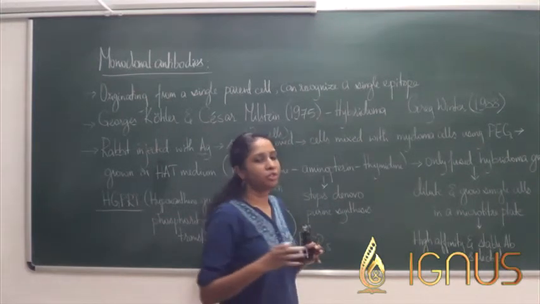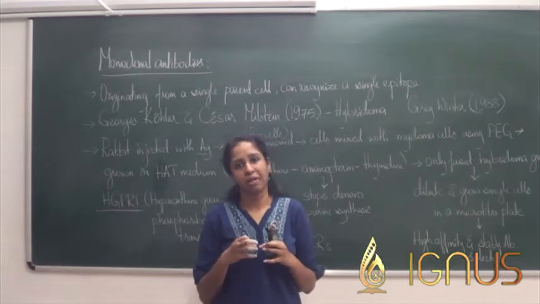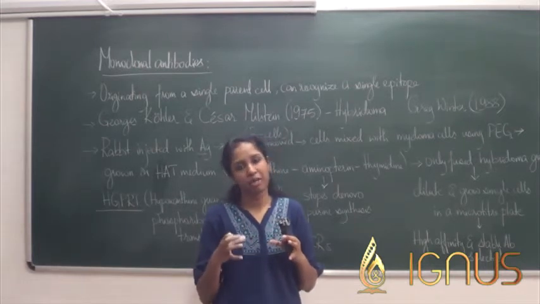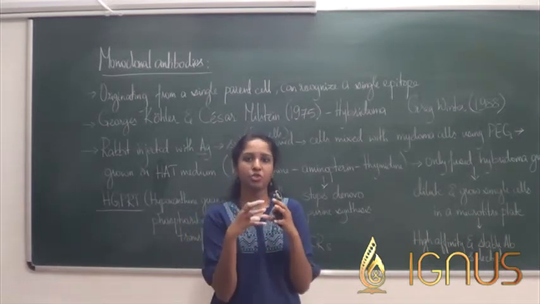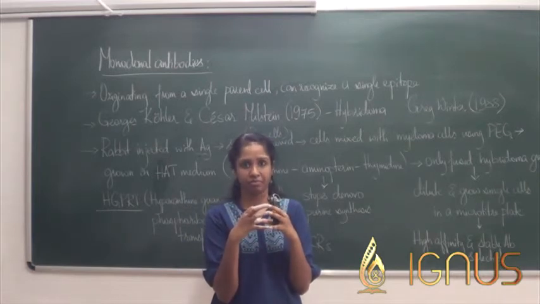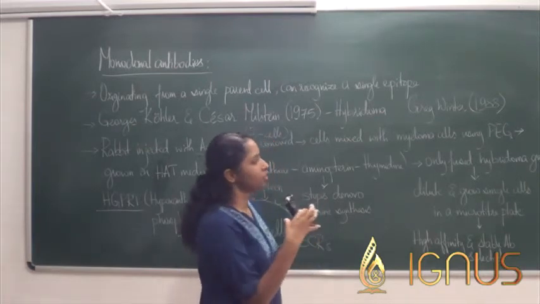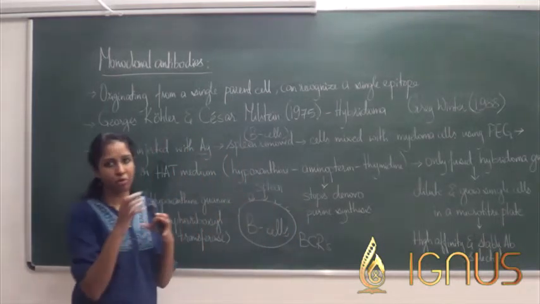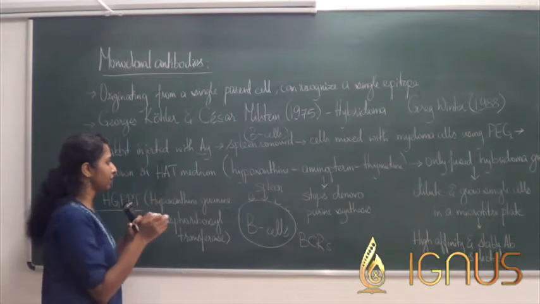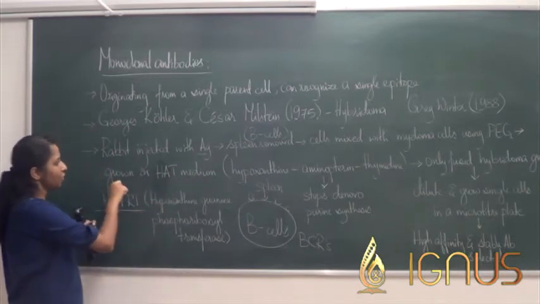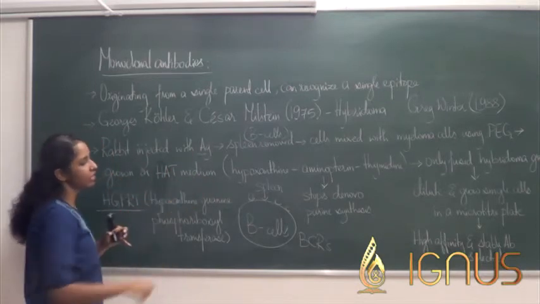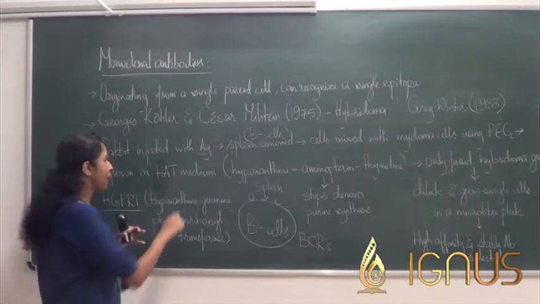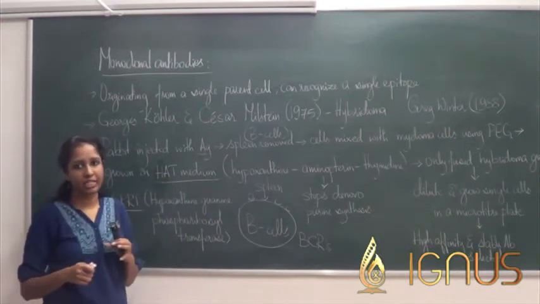glycol. It helps with the fusion of the plasma membrane so that the B cell and the myeloma cell fuse together and become one big cell. That is the use of polyethylene glycol. Once the fusion with polyethylene glycol has occurred, these cells are grown on something known as the HAT medium. HAT medium is a selective medium.